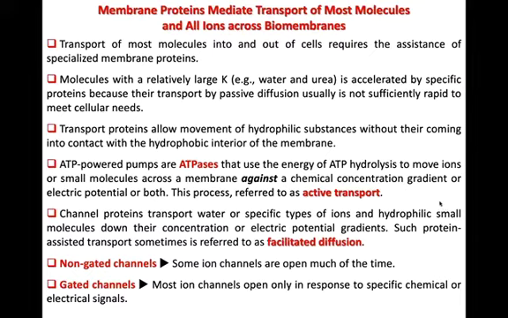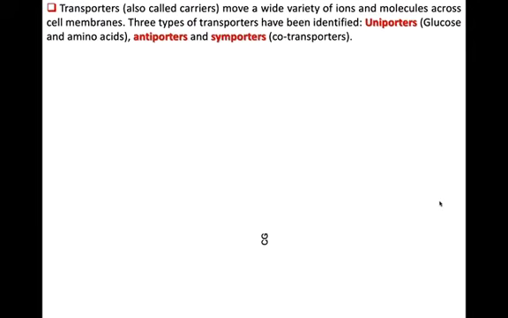The protein transporters, which are also integral proteins, are also called carriers. They move a wide variety of ions and molecules across cell membranes. There are three types of transporters identified up till now: uniporters, antiporters, and symporters. Of course, the major difference, as the names imply, is that uniporters only transport one molecule, like glucose or amino acids, while antiporters move two molecules in opposite directions, while symporters, which is co-transport, use the energy driven from one molecule to move the other molecule, as we will see now.